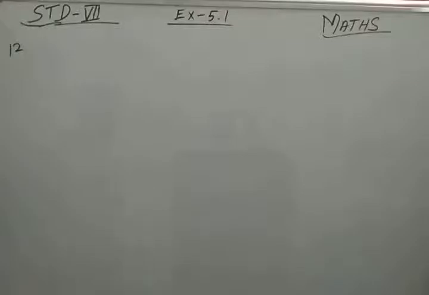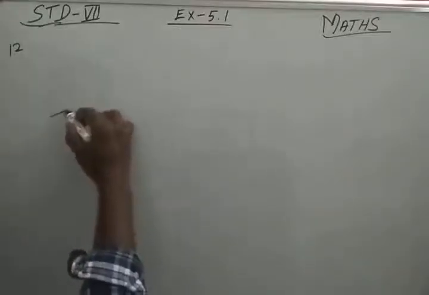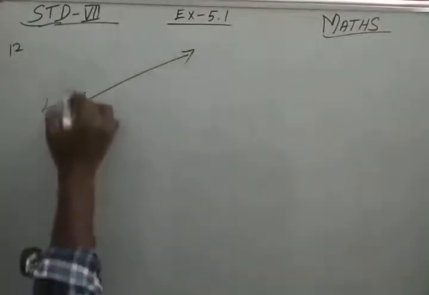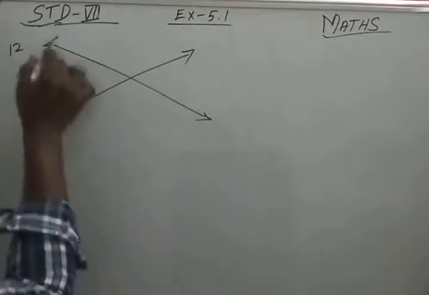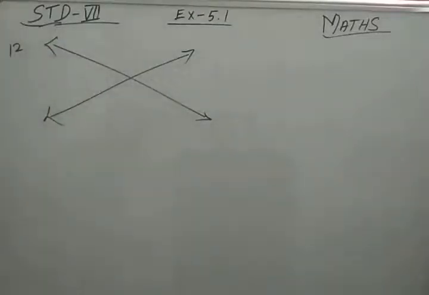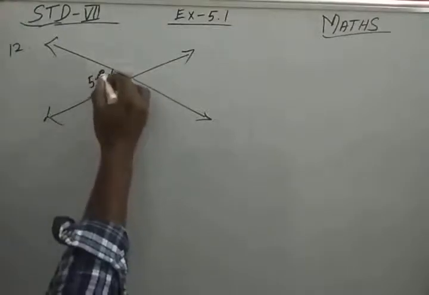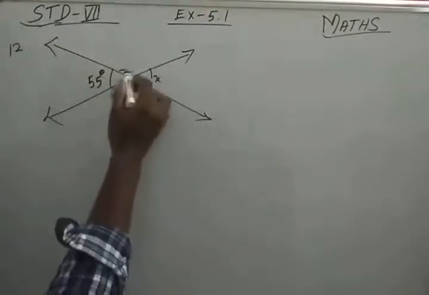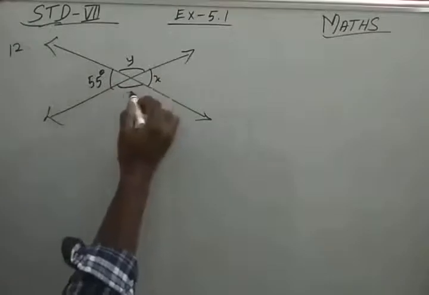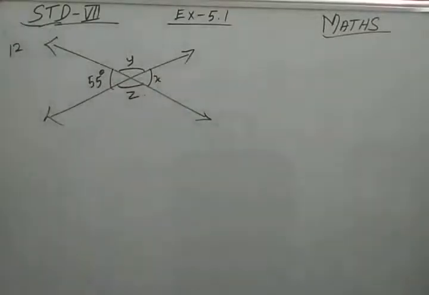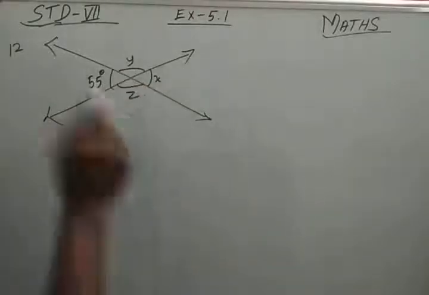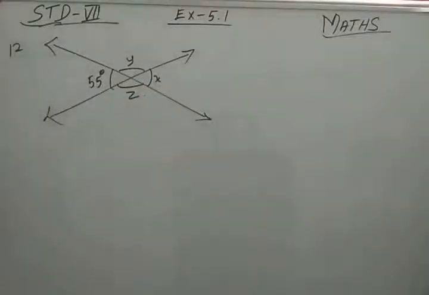Let us start from question number 12. They have given two figures over there. This is the first figure. They have given this angle as 55 degrees, and this is x, this is y, this is z. Now they have asked us to find the value of x, y, z.